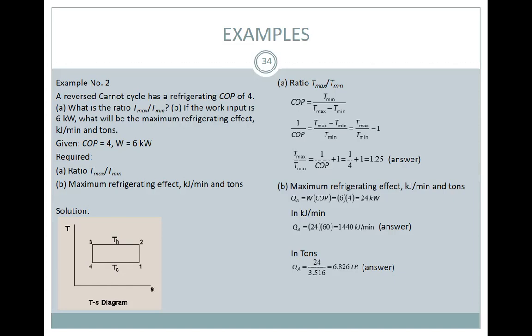Solution. So this diagram, I used it before. TH is the T maximum, TC is the T minimum. So for A, the ratio T maximum over T minimum. Given the COP, which is equal to T minimum divided by T maximum minus T minimum, then 1 over COP is T maximum minus T minimum over T minimum, which is equal to T maximum over T minimum minus 1. Therefore, T maximum over T minimum is 1 over COP plus 1, which is 1 over 4 plus 1, or 1.25. So this is your answer.